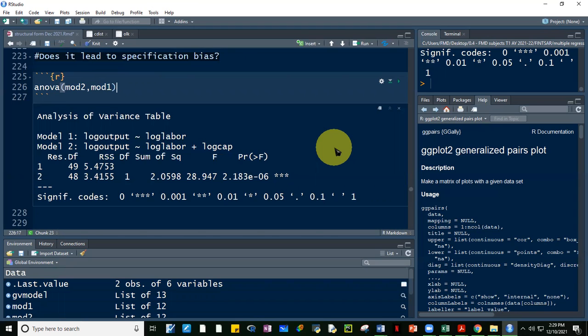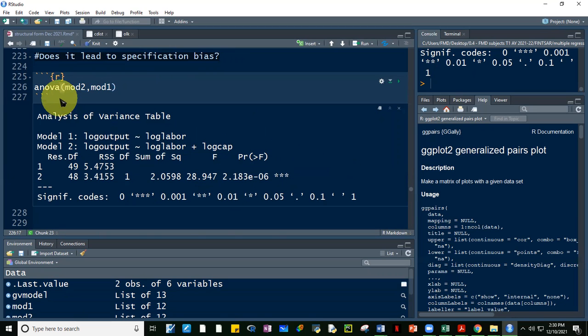You recall, guys, our null hypothesis when we're comparing two regression models? The restricted model is better. Correct? So here, the restricted model, our restricted one, has only one regressor. So statistically, guys, this says that model 2, where you have log labor and log cap, is better.